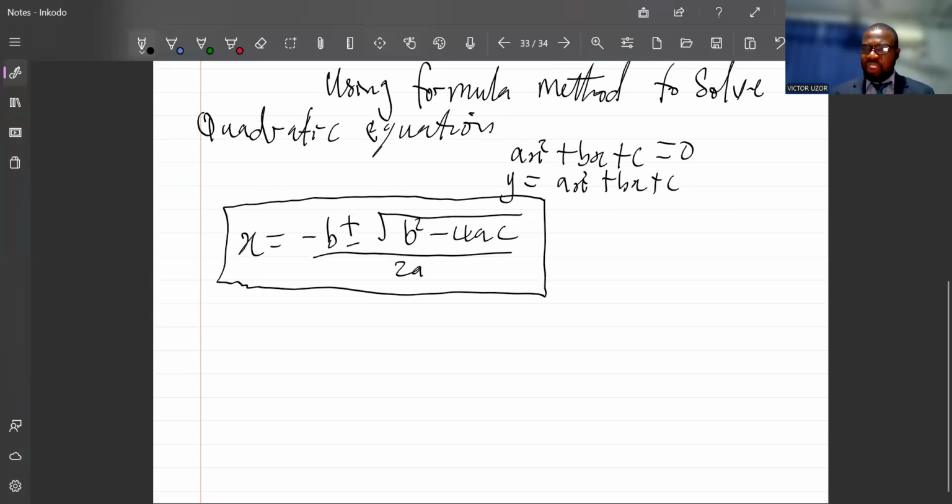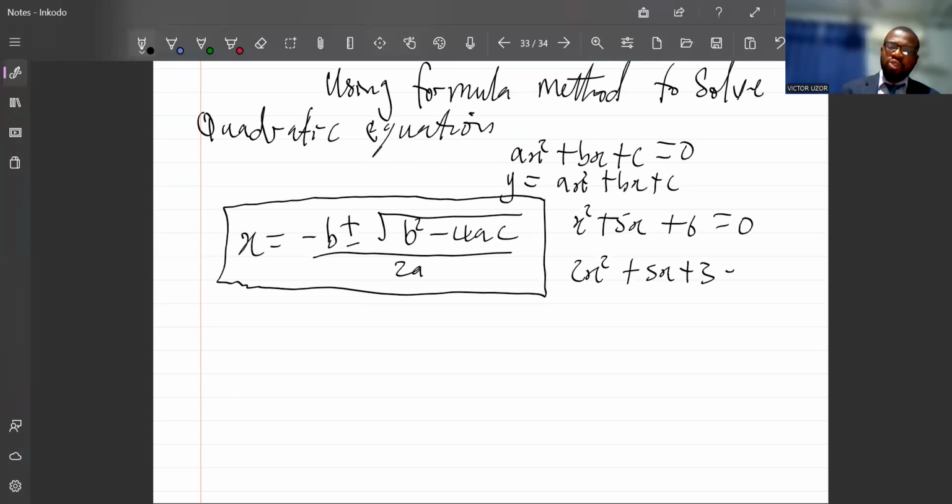The first question I'll be solving is x squared plus 5x plus 6 equals 0. The second question is 2x squared plus 5x plus 3 equals 0. These are the two questions I'll be solving using the quadratic formula.